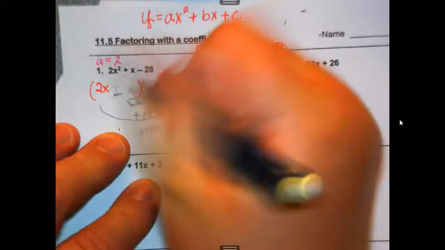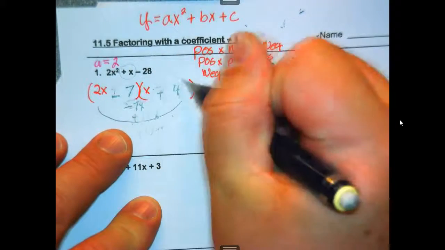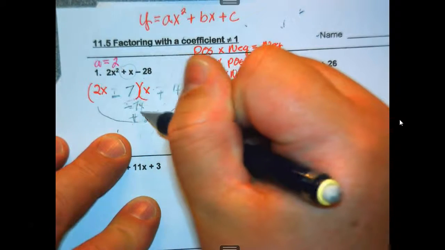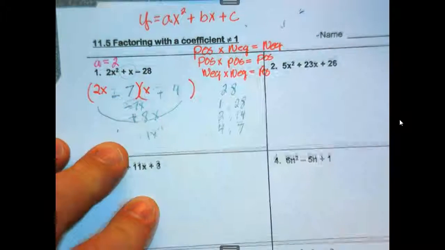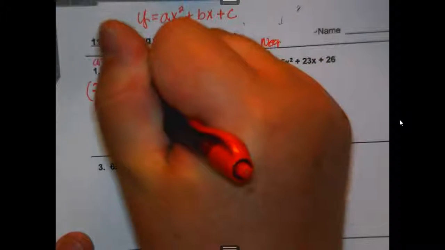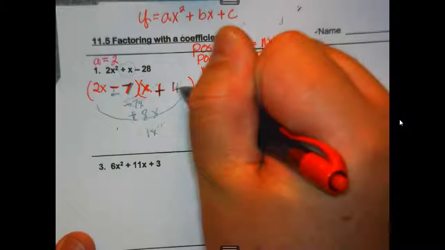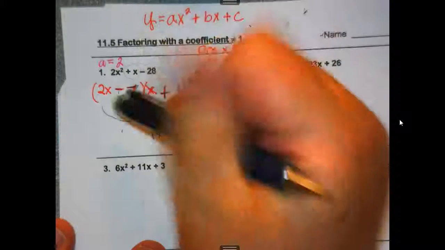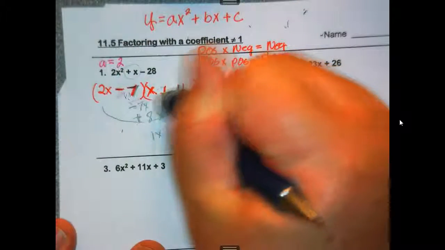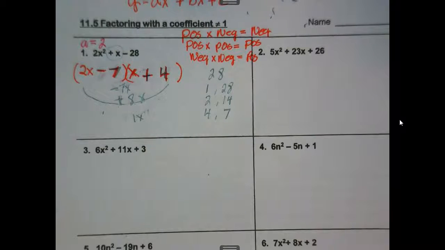Okay, let's try 7 and 4. Okay, negative 7x, and positive 8x. Negative 7x plus 8x is positive 1x. That's what we want. Okay, so that's our factors: 2x minus 7 and x plus 4. Yeah, these are difficult. These are not easy.